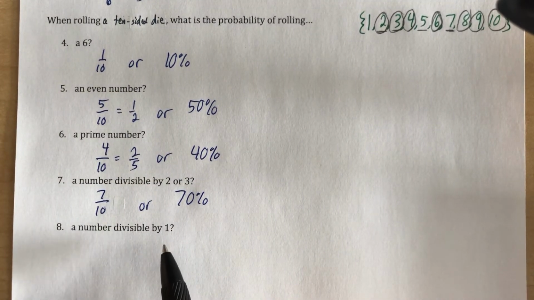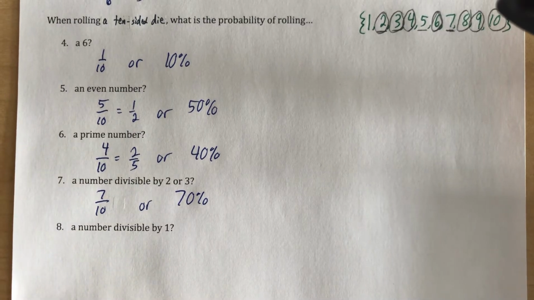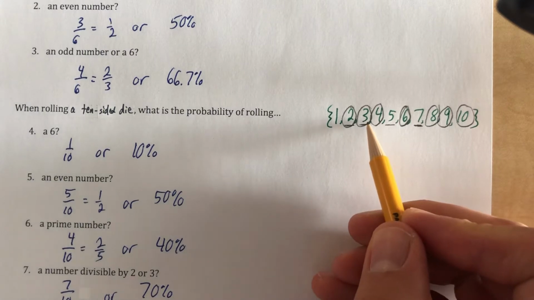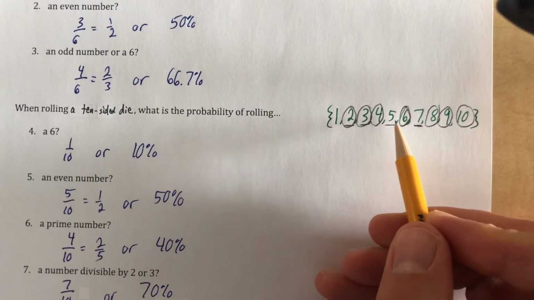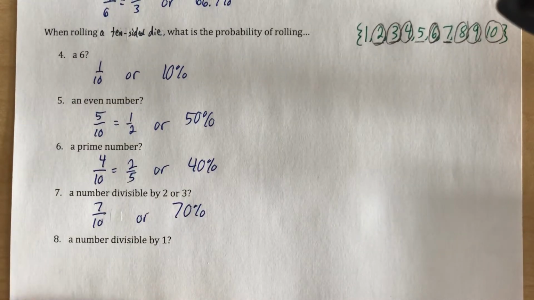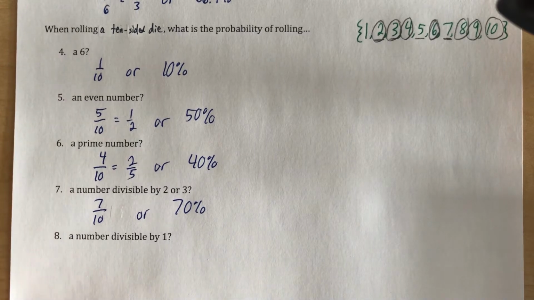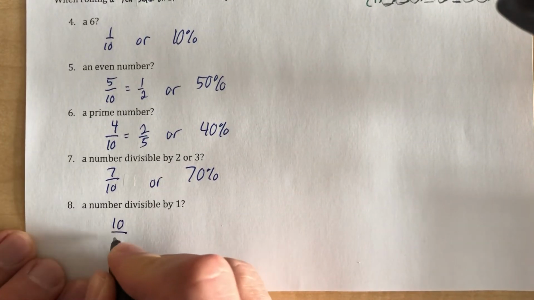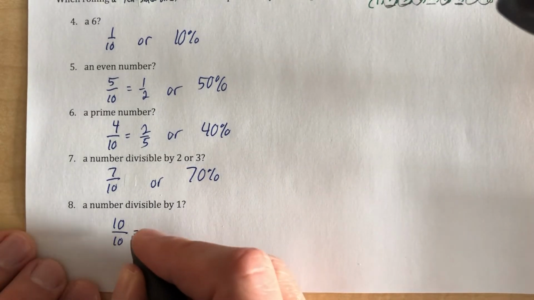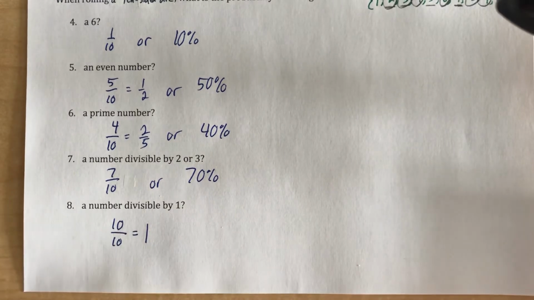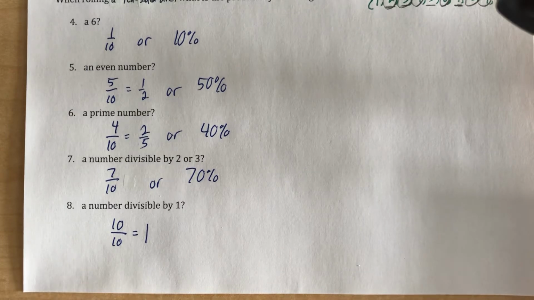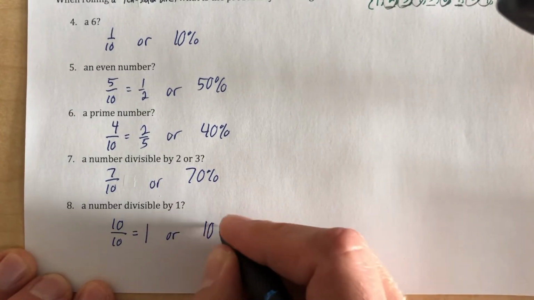All right, a number divisible by 1. Let's think really hard about this one. 1 goes into 1, 1 goes into 2, 2 times, 1 goes into 3, 3 times, 1 goes into 4, 4 times, 1 goes into 5. So every one of these numbers is divisible by 1. So this is one of those conditions where there are 10 numbers out of 10 numbers that are divisible by 1. So this is really 10 over 10, which is 1. Now, I know we're used to seeing a fraction over here, but basically it's 100% of the time. So 1 or 100%.